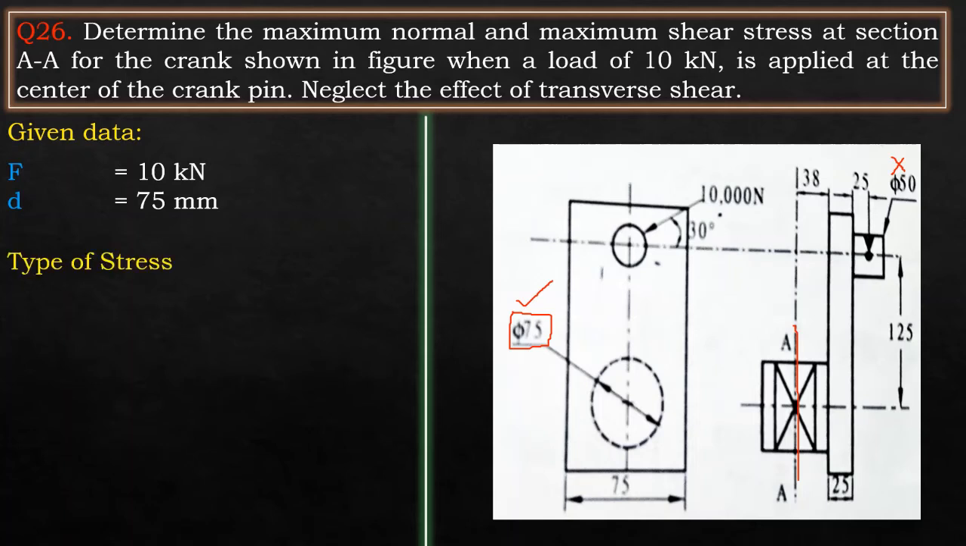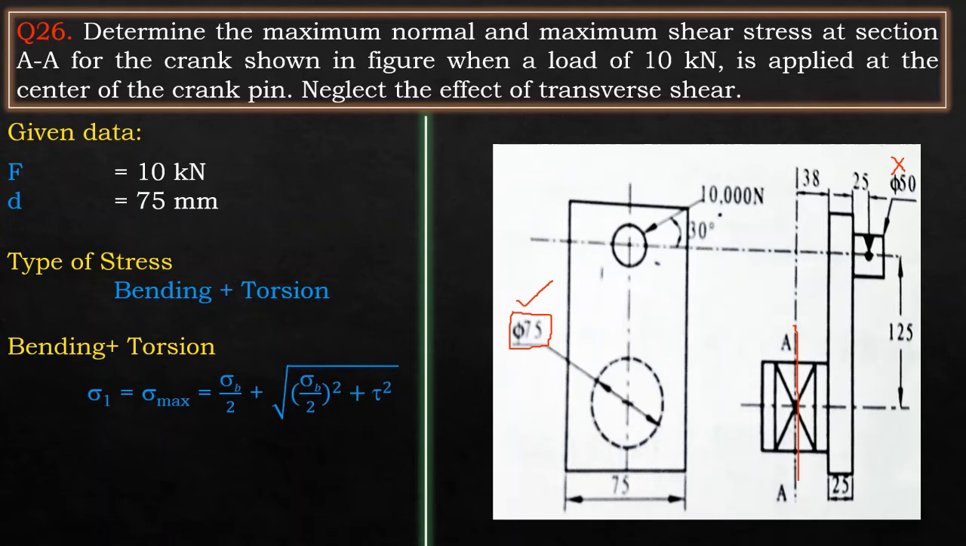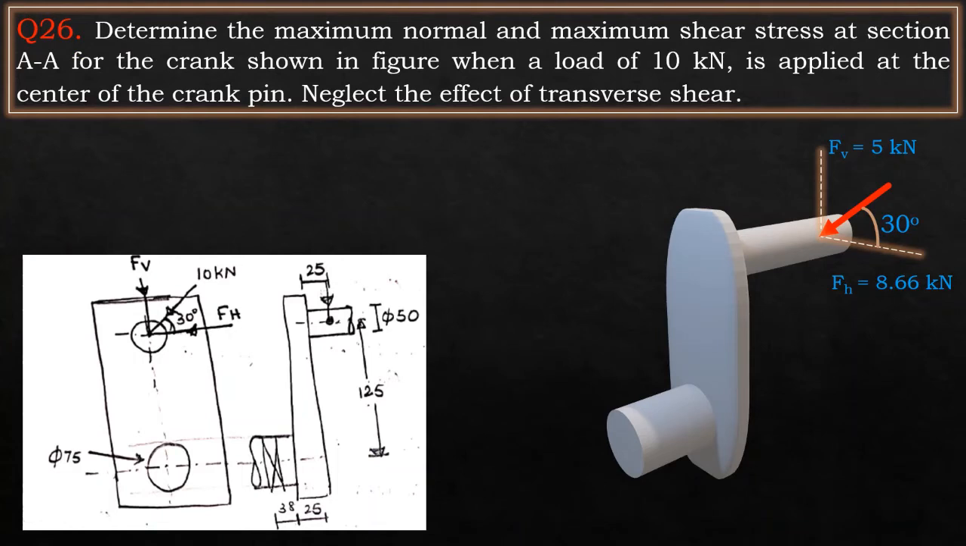This numerical once again falls under the category of bending and torsion. And the following formulas are used to determine the combined effect of bending and torsion. Sigma 1 denotes the maximum normal stress or sigma maximum, and tau maximum denotes the maximum shear stress. Let us now find the maximum normal stress and maximum shear stress by determining individually the bending stress and torsional stress.